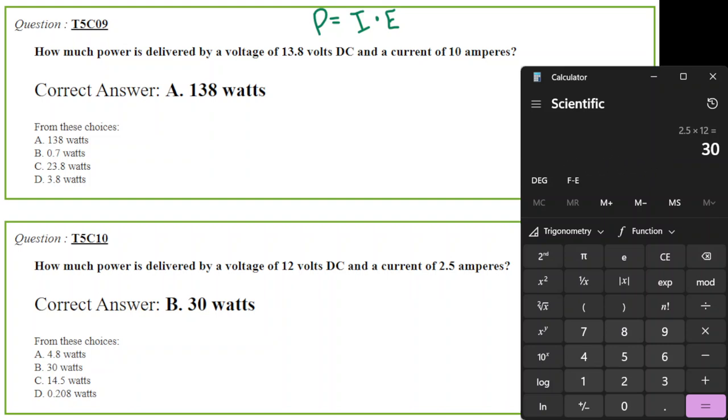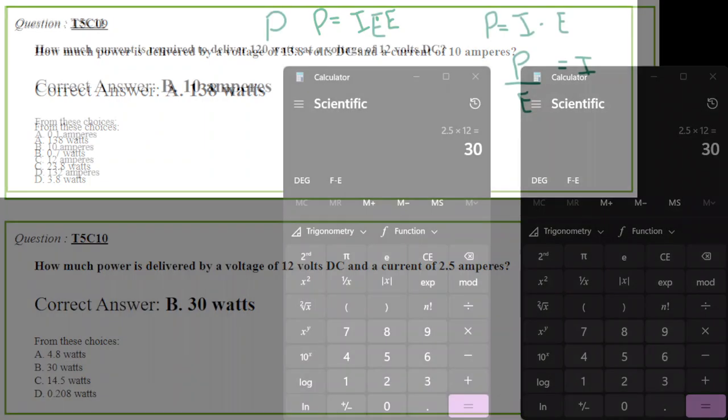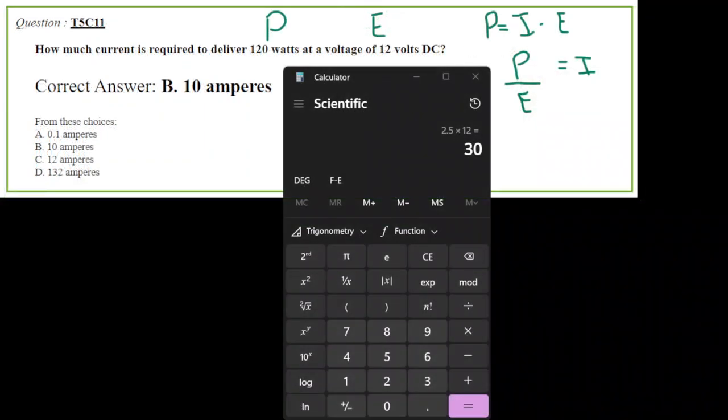Let's go down to question number 11, and we're going to move the calculator over. Well, we have something very similar here. We have how much current is required to deliver 120 watts. So it's already given us power. And a voltage of 12 volts DC. Oh, they gave us voltage, but we don't know the current because that's what it's asking for.